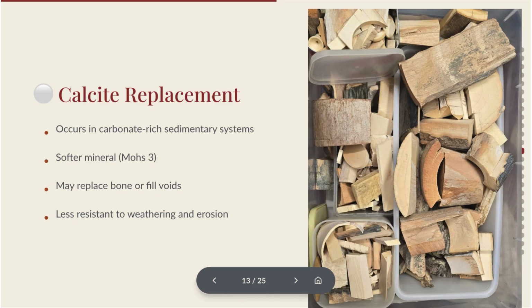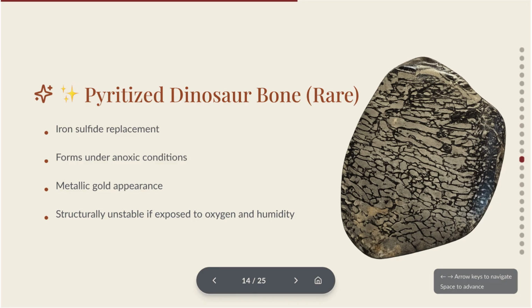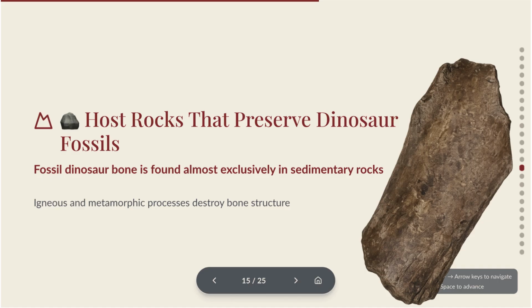Calcite replacement occurs in carbonate-rich sedimentary systems. Softer minerals, Mohs 3, may replace bone or fill voids, less resistant to weathering and erosion. Pyritized dinosaur bone, rare to see. Iron sulfide replacement forms under anoxic conditions. Metallic gold appearance, structurally unstable if exposed to oxygen and humidity.